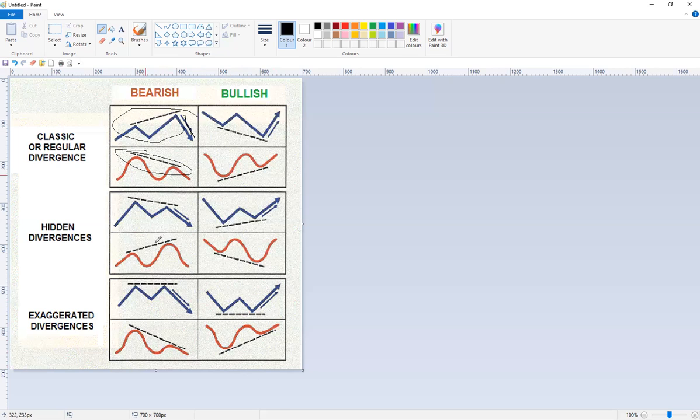So I hope there's no confusion from now on about how to spot divergence and how to define it.